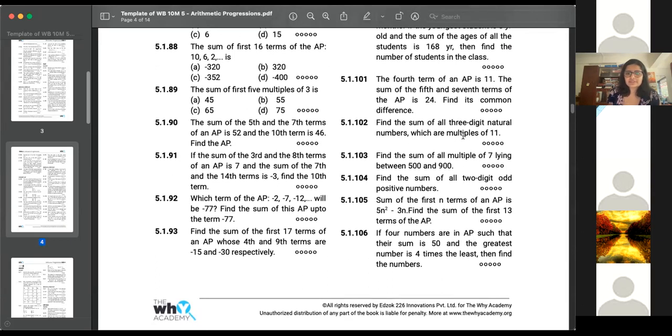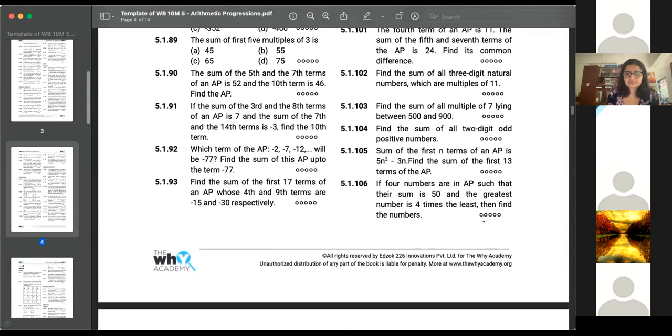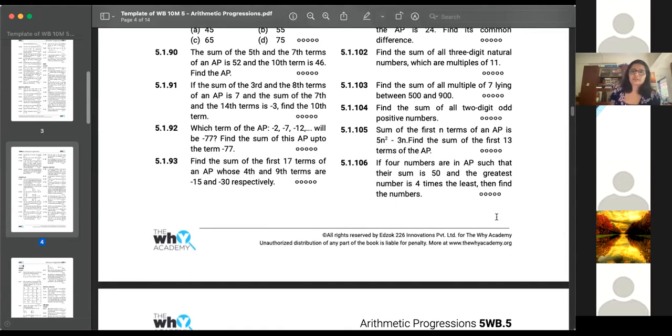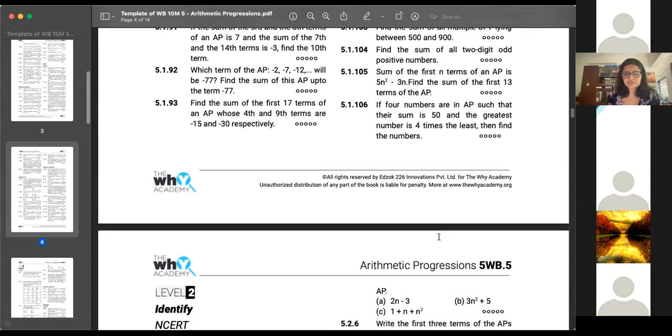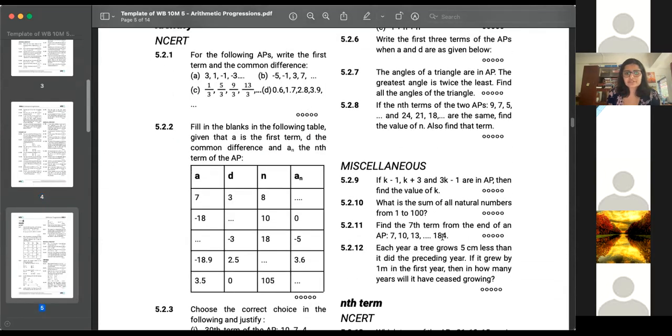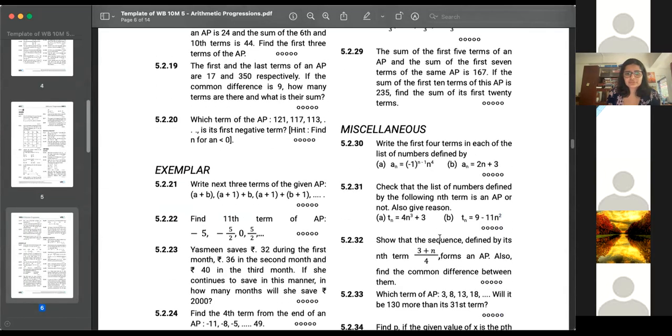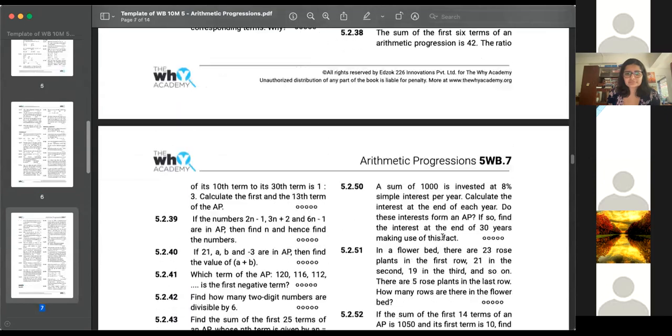101 also, I think you guys can do it. Oh, good. No, 105 is also a very direct one. Oh, nice. We reached level 2. Let's look at some questions here.